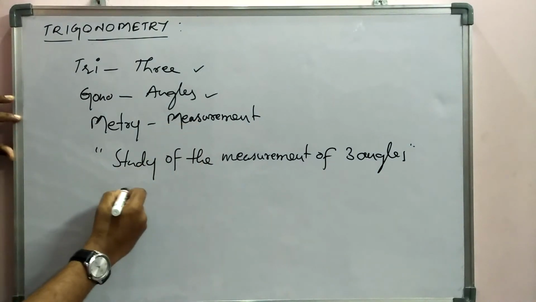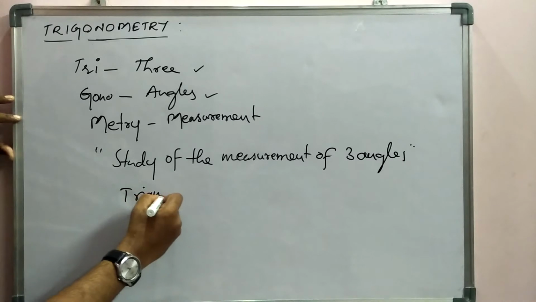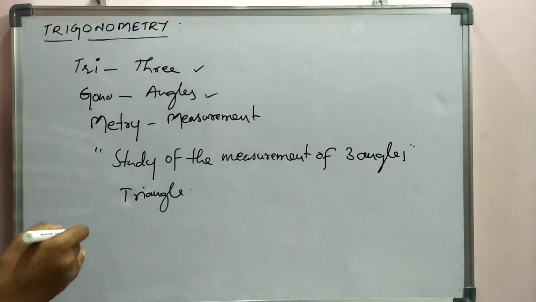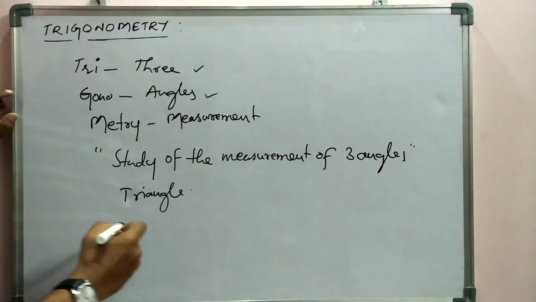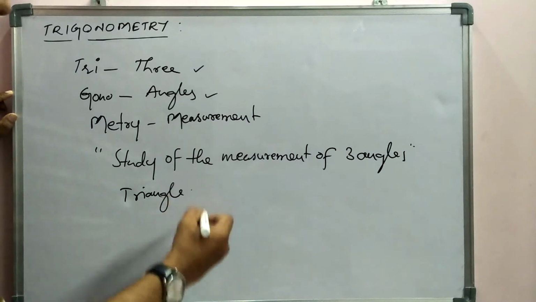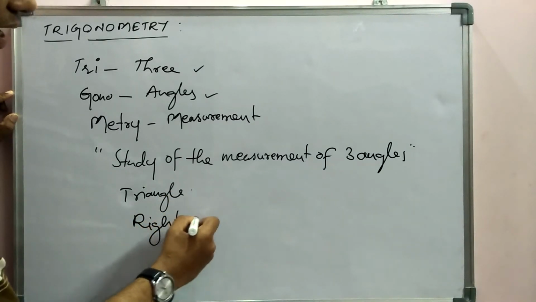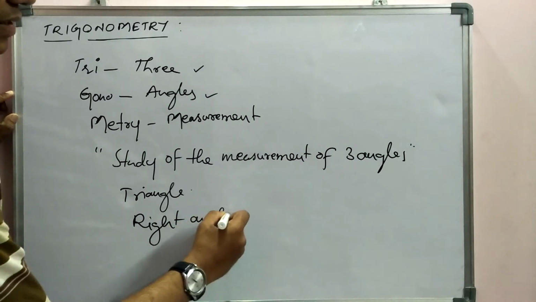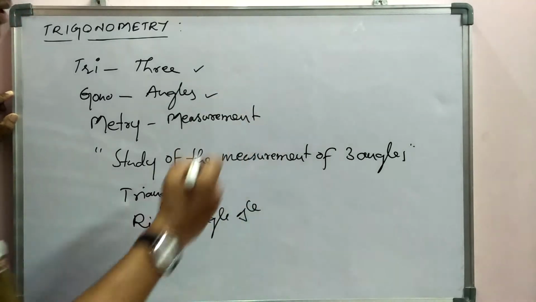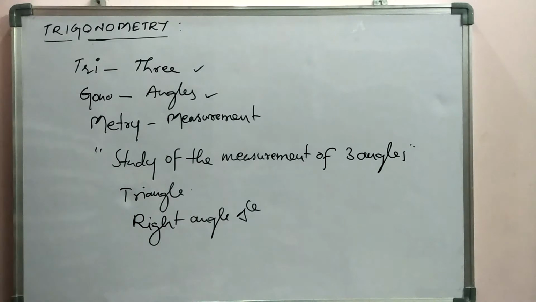So where do these three angles lie? They lie in a triangle. So in a triangle, to study the angles, we basically use a right angled triangle. Now you see what are the properties of the right angle.